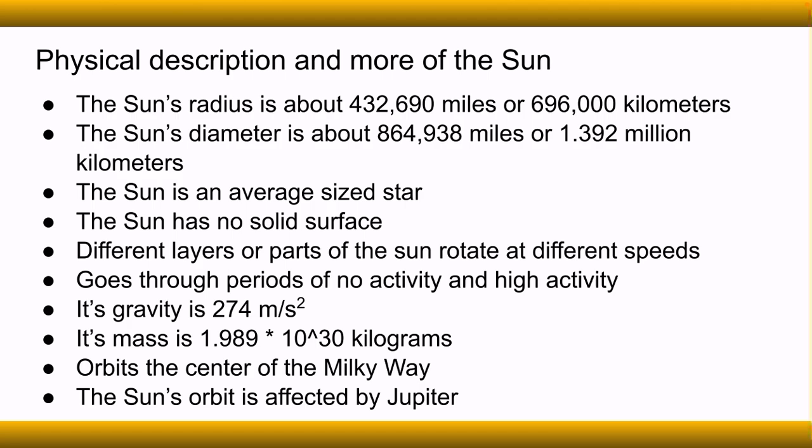The sun's gravity is 274 meters per second squared. The sun's mass is 1.989 times 10 to the 30th kilograms. It orbits the center of the Milky Way. The sun's orbit is affected by Jupiter.